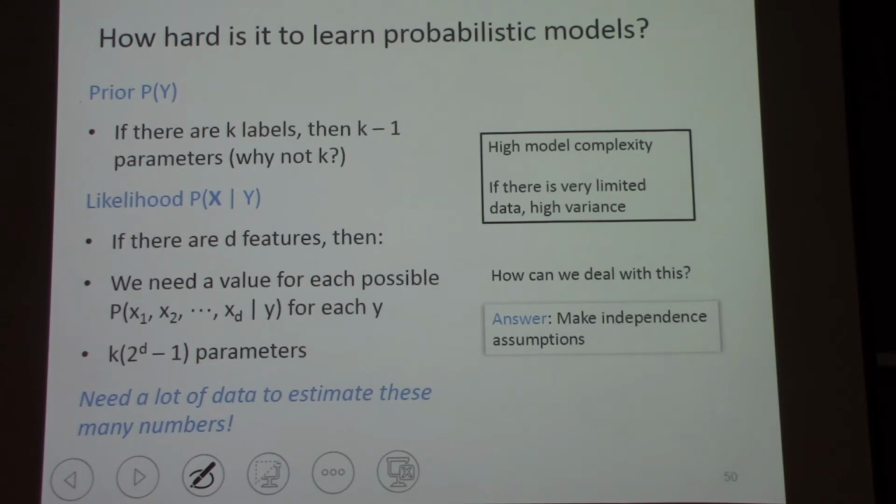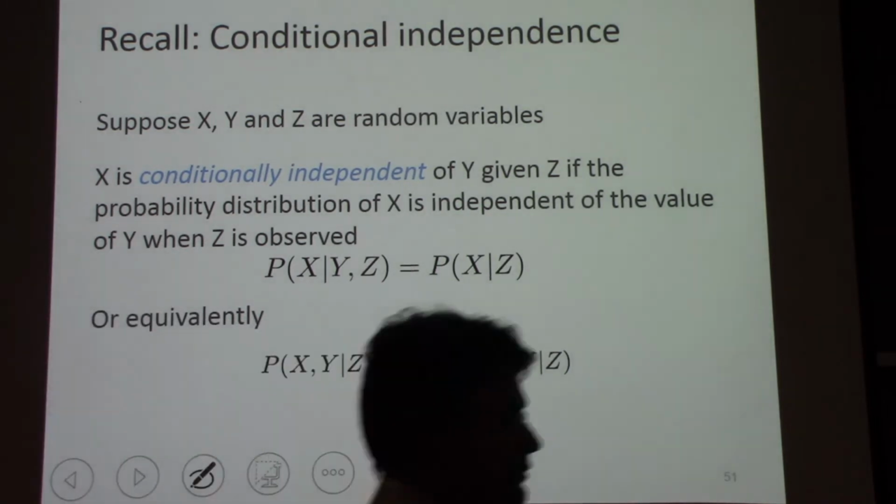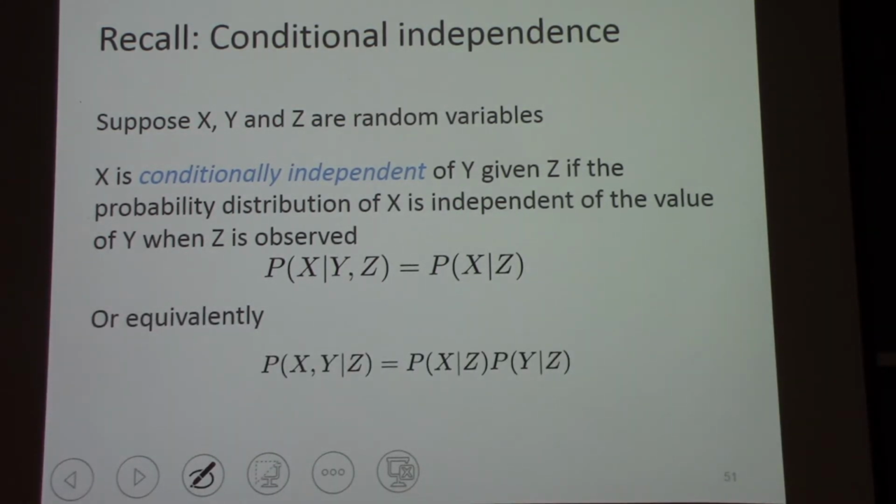So let's look at just a detour about conditional independence. Let's say you have a few random variables x, y, and z. Just to remind you, 2 random variables x and y are conditionally independent of another random variable z if the probability of x comma y given z can be written as the product of each of the conditional probabilities. Or another way of saying the same thing is the probability of x given y and z is independent of y. These two are equivalent.